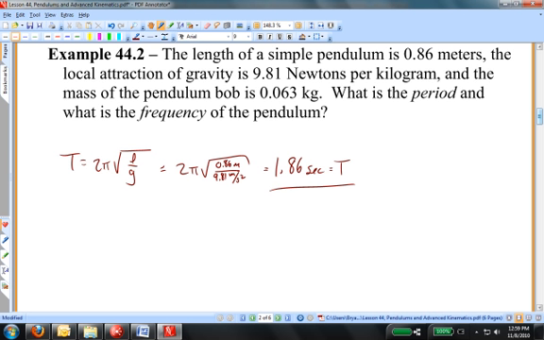The frequency is going to be the inverse of this, so I'm going to take the reciprocal of this number. When I put this into my calculator, and I'm hanging on to all the decimal places that came from the earlier calculation, I get 0.54 hertz for the frequency. In other words, a little more than half of an oscillation per second.